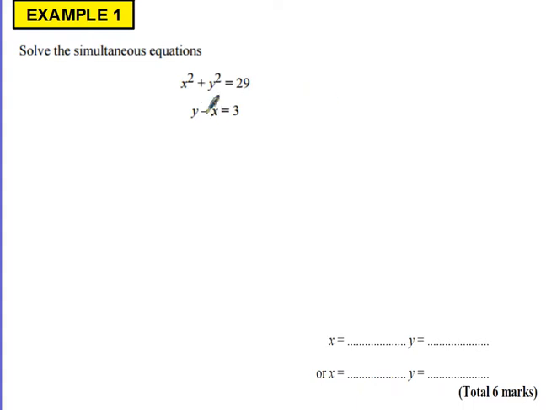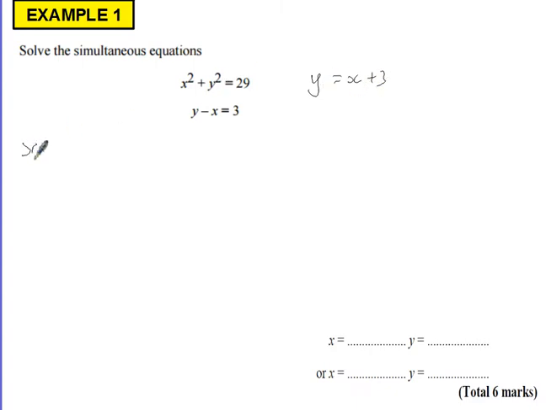Now, I've got this equation here. I'm going to rearrange it to get y equals x plus 3. So I've added x to both sides so I can get it into that form. The reason I want it like that is I can now substitute this expression for y into this equation.